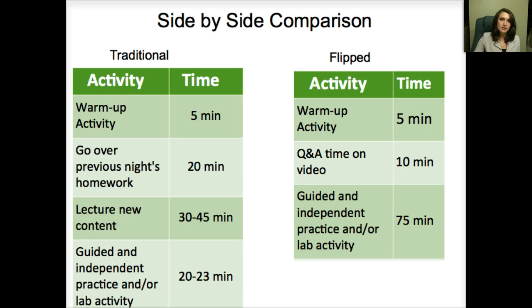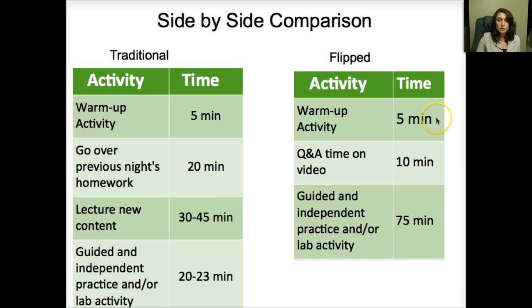So this is based off of a 90-minute high school class. In a traditional 90-minute block, you might have a 5-minute warm-up activity, 20 minutes of time spent on going over the previous night's homework, 30 minutes of time spent on lecture or delivering new content, and then the remainder of class, however much time you have, is spent on a lab activity, guided practice, working on the skills that you talked about. In a flipped classroom, it looks very different.